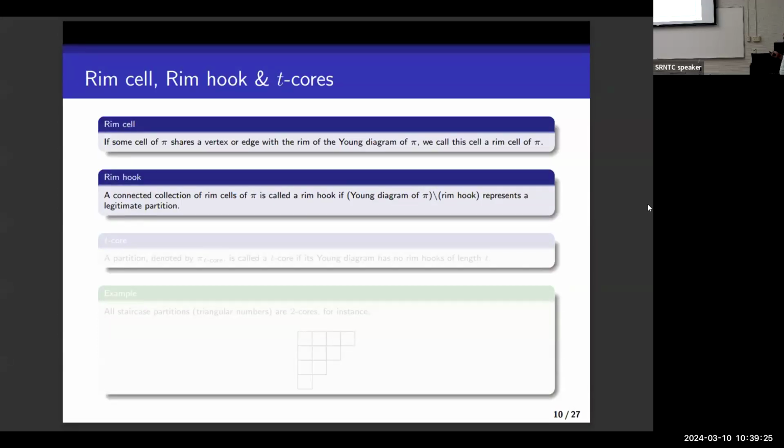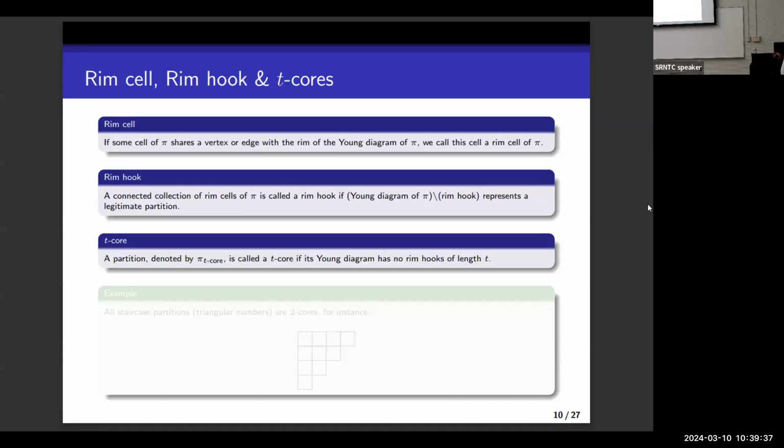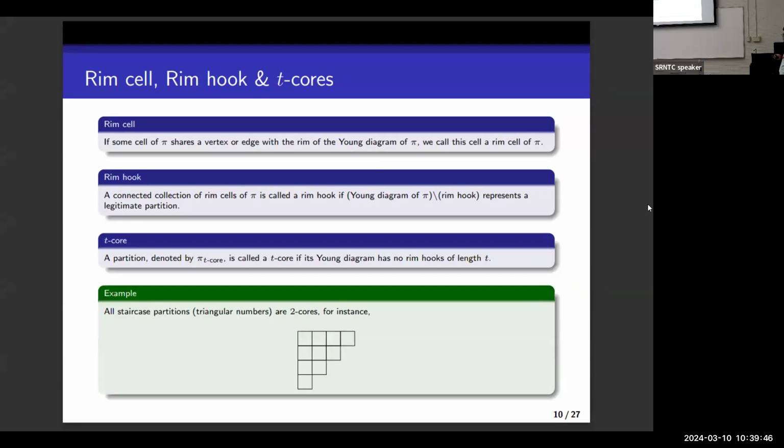So a connected collection of rim cells will be called a rim hook if you cut off the rim hook from the Young diagram and it still remains a partition. And then a partition will be called a t-core if its Young diagram has no rim hooks of length t. So let's see an example. If you consider the partition 4 plus 3 plus 2 plus 1 of the number 10, and note that the number 10 is a triangular number, that's why we call this a staircase partition.